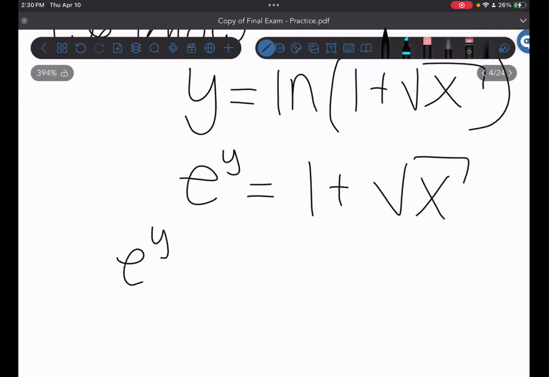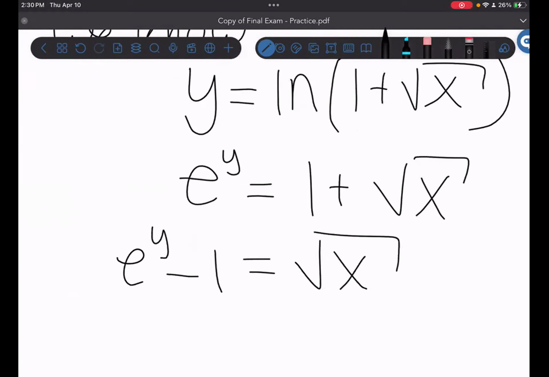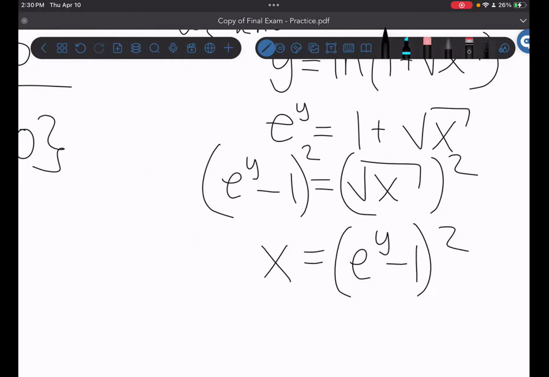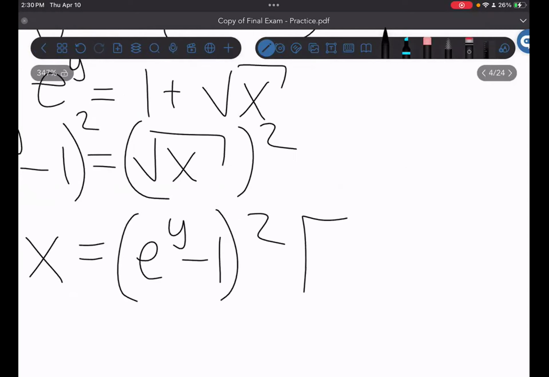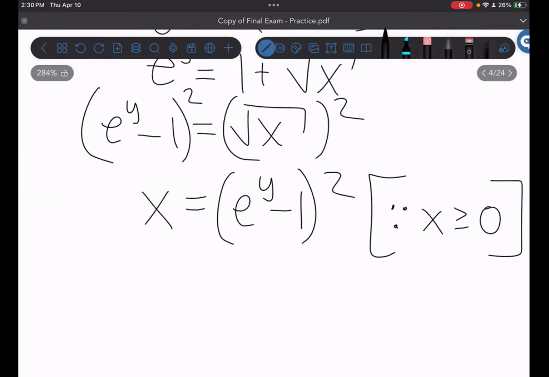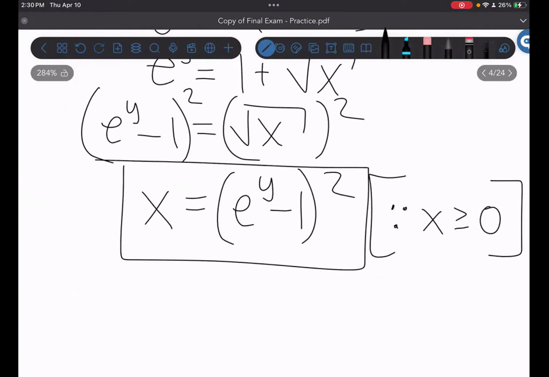So it'd be square root of x. I'm going to square both sides. And I would get x is equal to e to the y minus 1, squared. And since we know that x is greater than or equal to 0, usually you would put an absolute value sign when you square something of a square root. But since we know that x is greater than or equal to 0, we do not need it. So this tells me right here also that it is injective too.